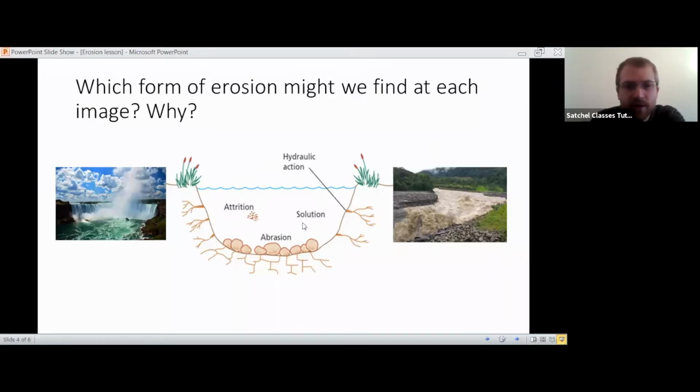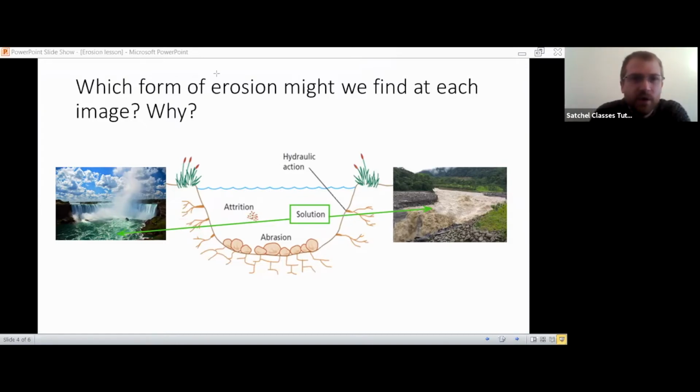Now in theory, we could say that solution could happen in either, because solution will be dissolved material, so we won't see that anyway. Okay, so that could potentially be dissolved material in here. It could be dissolved material in here. The water looks really clear. Okay, so that's what we could be finding there.